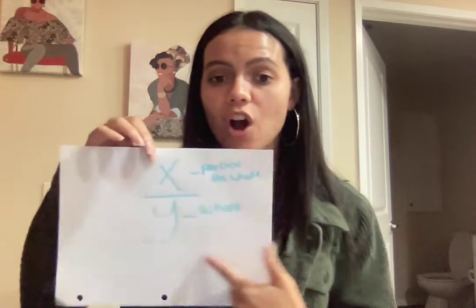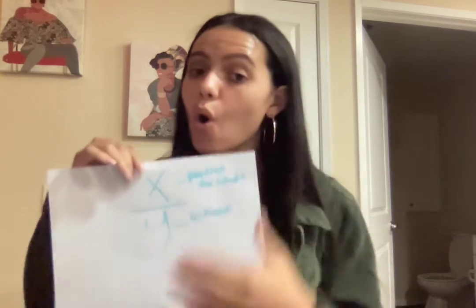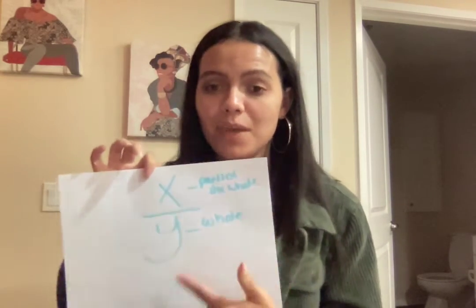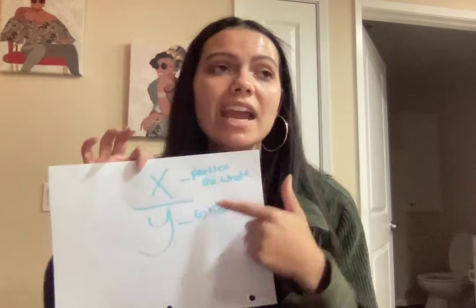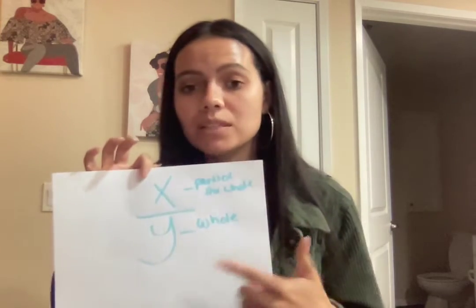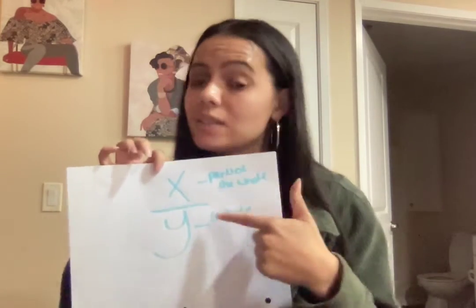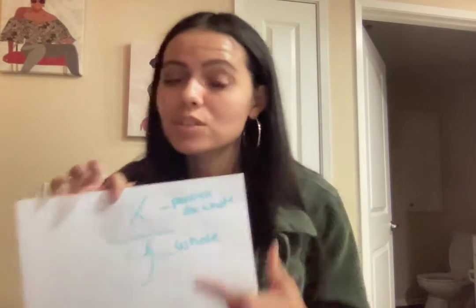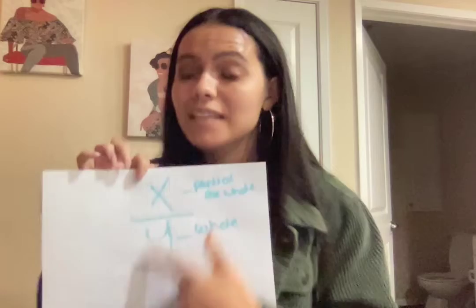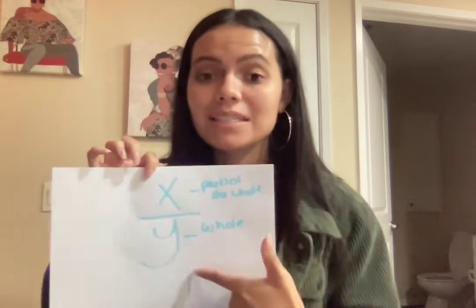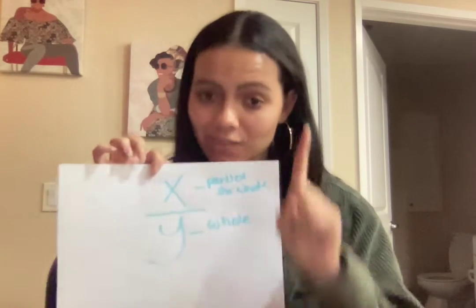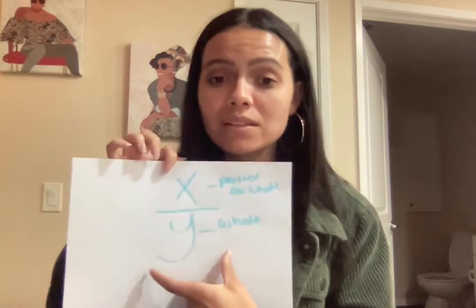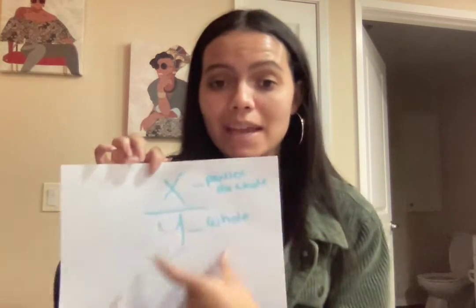The number on the bottom is the whole number. This is how many parts it takes to make something whole. So, if you have 8 slices of pizza to make one whole pizza, the number 8 goes down here because that's how many parts it takes to make a whole. If you need 10 Skittles to make a pack of Skittles, the number 10 goes down here because that's how many Skittles it takes to make one whole pack. So it's however many units of something it takes to make it whole.